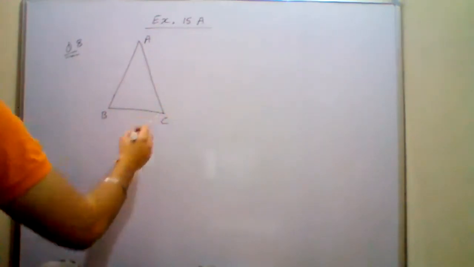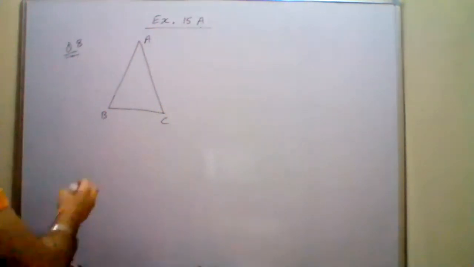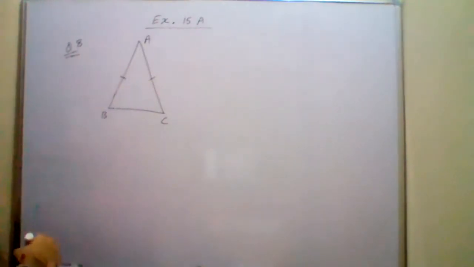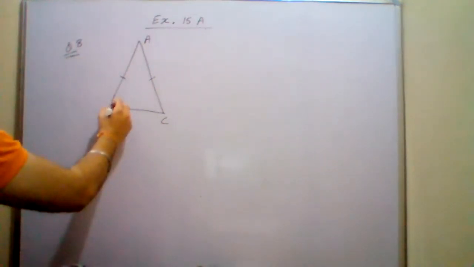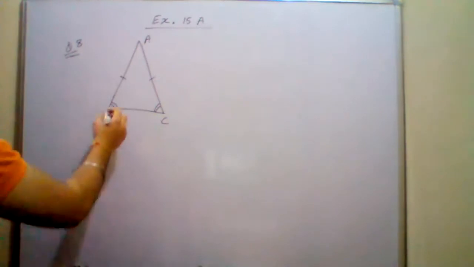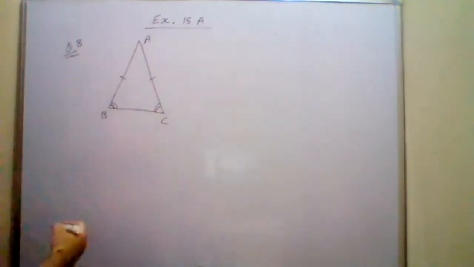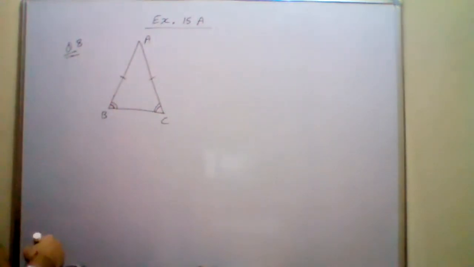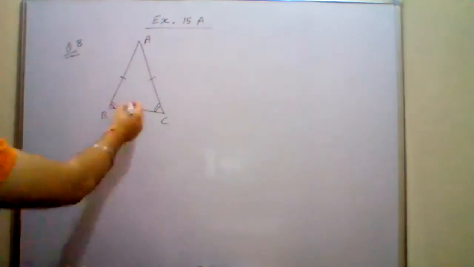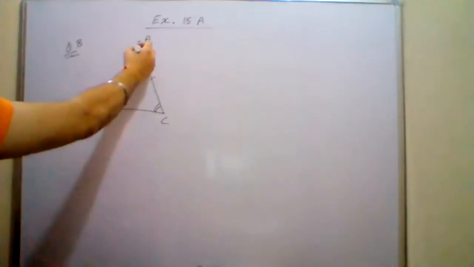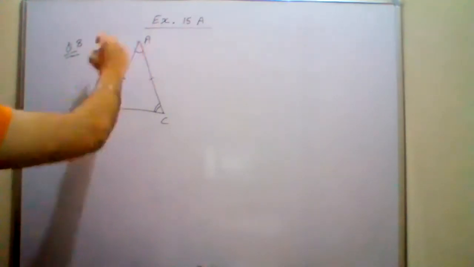So, in an isosceles triangle, you all know that two sides are equal, and two angles are also always equal to each other. So these two angles, angle B and angle C, are equal. And the equal angles are twice of the third angle. Which is the third angle here? We are talking about angle A. Angle A is the third angle.